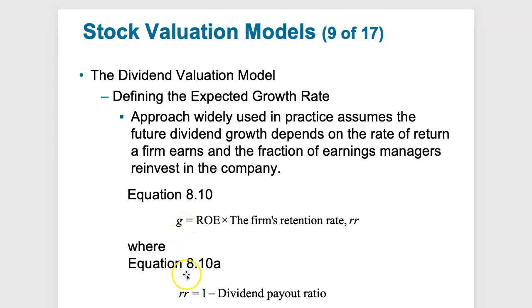And then a similar equation: the retention rate would be 1 minus the dividend payout ratio. What it basically means is that for every dollar they earn, part of that money is going to be retained, part of that money will be a dividend. So if the dividend payout is 25% of the earnings, then the retention rate is going to be 75% of the earnings. So if we take our return on equity times the retention rate, we get the growth rate.